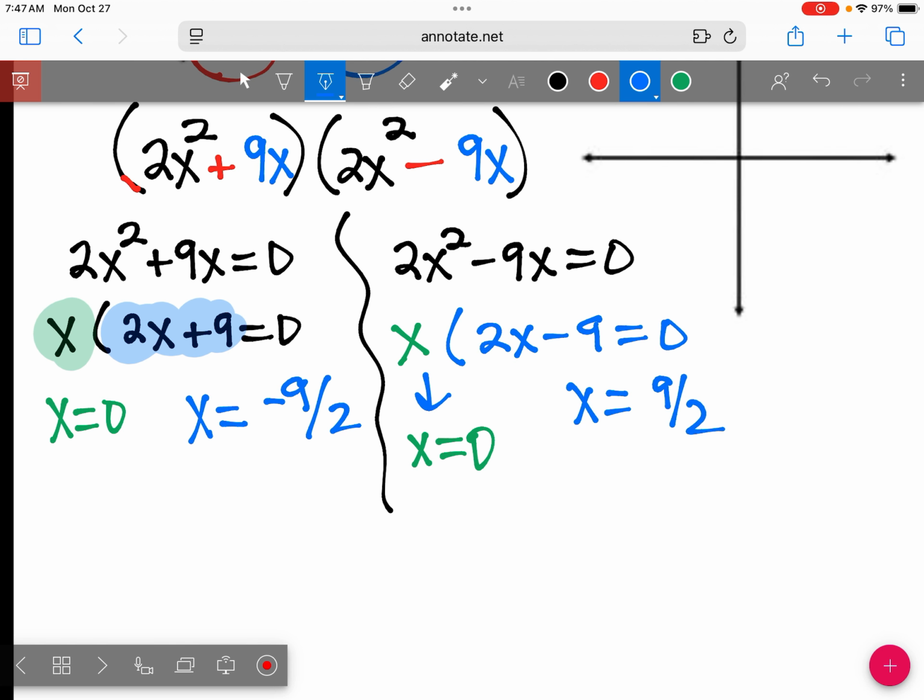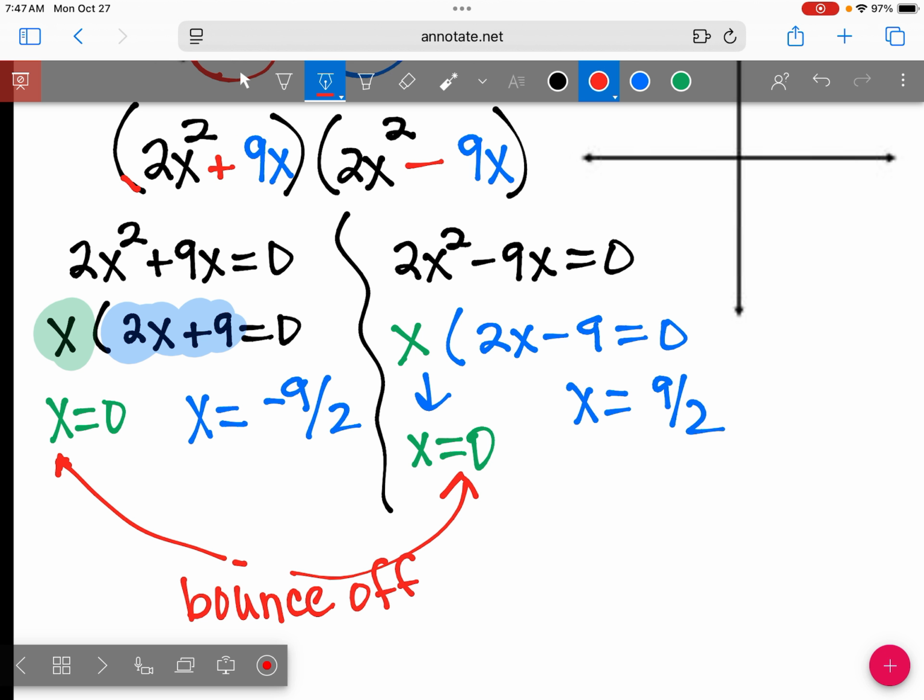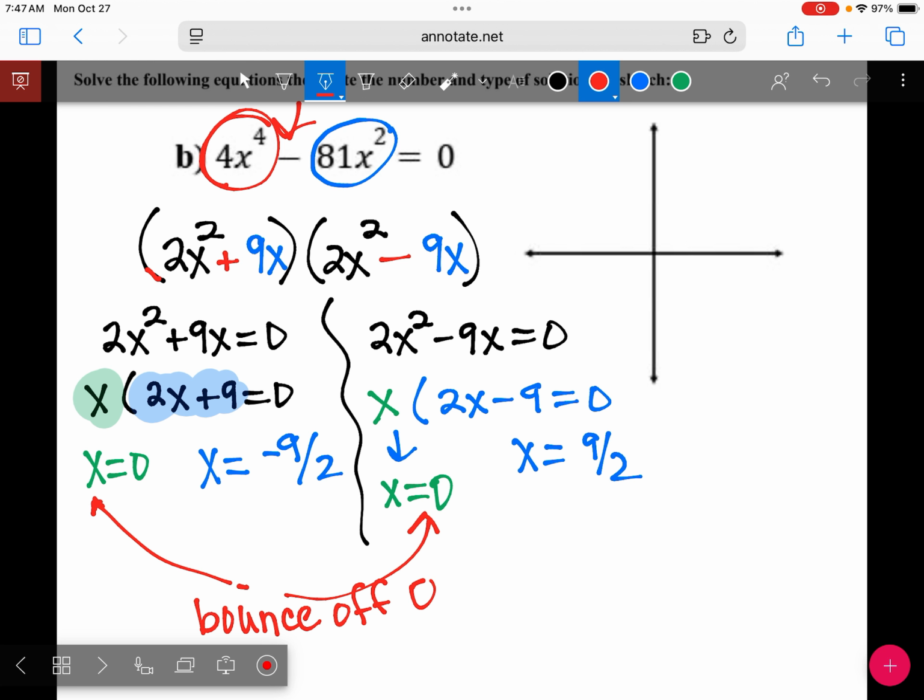Because this appears twice, see how we had this 2 times? That means my multiplicity is 2. So it's going to bounce off the 0. So I'm going to go ahead and put a point at 0. And nothing is imaginary. So we got actual numbers. So I'm going to put a point on the left side of 0 and a point on the right side of 0. So I'm going to come down.